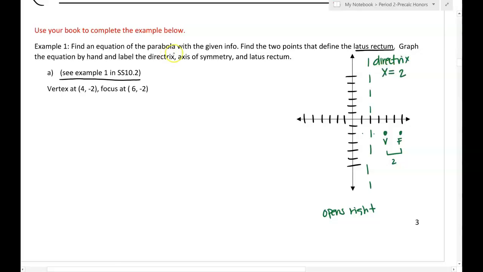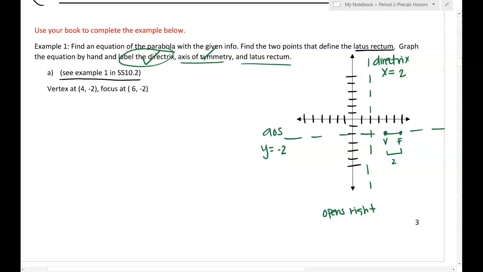Okay, remember it says label directrix, axis of symmetry, and latus rectum. Now, the axis of symmetry is right in the middle of your parabola. So that means it runs through the vertex and the focus. Okay, so this is your axis of symmetry, and this line is y equals -2. We have to label everything. Okay, so check that, check that.